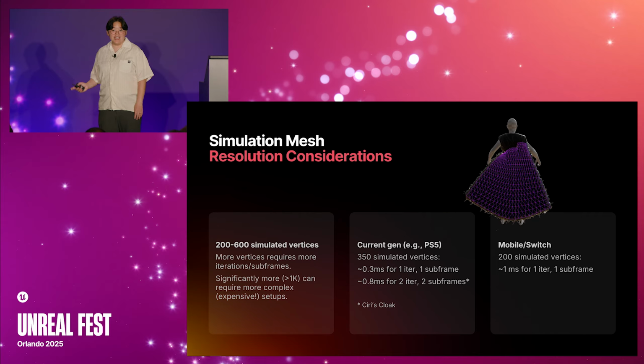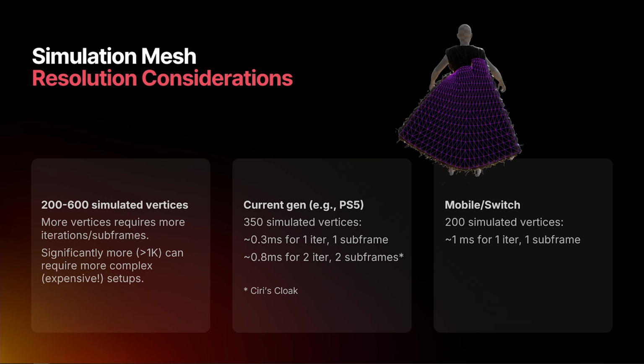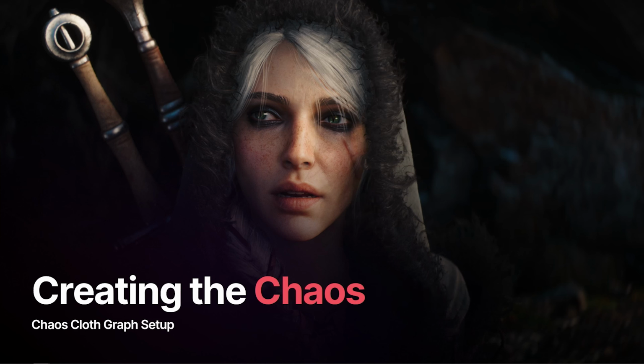I also wanted to highlight that for 5.6, we've done some optimization targeting platforms such as mobile, and have found that around 200 simulated vertices works well, coming in at around 1 millisecond per frame on these platforms. So once we've got the specifications for our cloth asset, it's time to rig it.